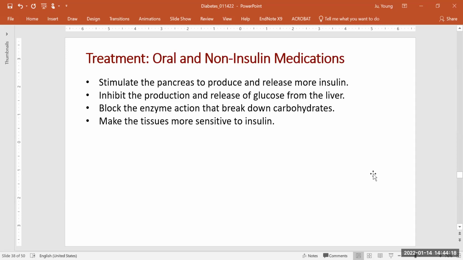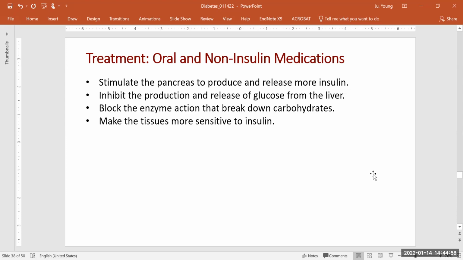Some people with type 2 diabetes can manage blood sugar level by making healthy food choices and being more physically active. Many people with type 2 diabetes need diabetic medications as well. There are many types of medications targeting multiple processes of glucose metabolism. Some diabetes medications stimulate the pancreas to produce and release more insulin. Others inhibit the production and release of glucose from stores, like the liver or muscle, into the bloodstream.